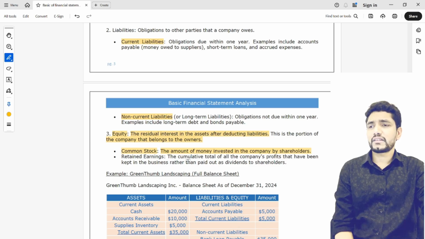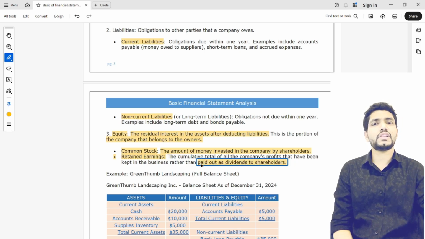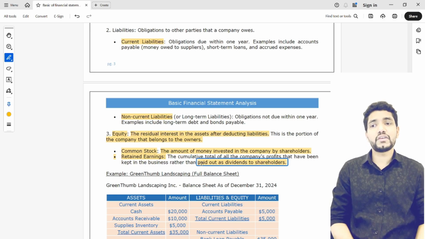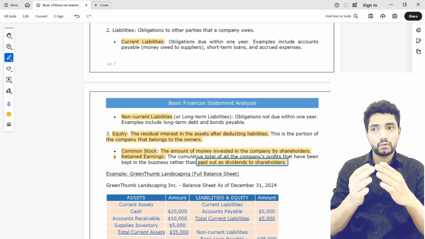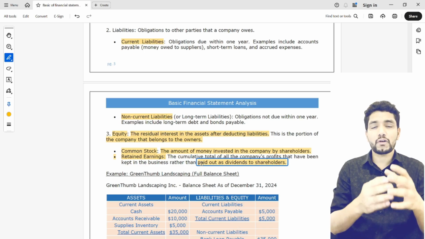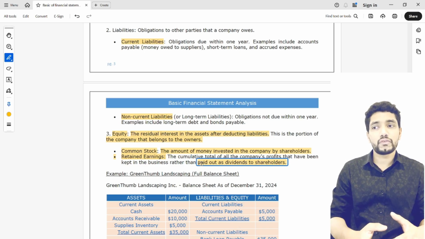Another category is retained earnings. It is the cumulative total of all the company's profit that has been kept in the business rather than paid out as dividends to shareholders. If there is any profit generated during the previous period, which belongs to the equity shareholders, and the profit is not paid out, it is called retained earnings. These retained earnings are also a part of equity.